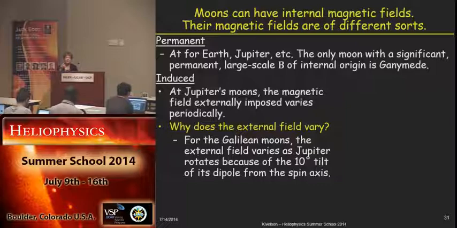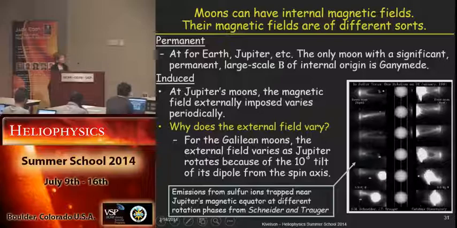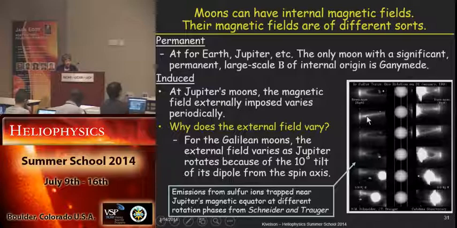And at the Galilean moons, the external field varies as Jupiter rotates because of the 10 degree tilt of its dipole from its spin axis. So the dipole is always wobbling around the spin axis. You can see that in some of these images of sulfur ions taken from Earth and published by Schneider and Trauger. This line across is the emission from a torus of ions at Io's orbit. Io's orbit is at Jupiter's equator, but the ions are closer to Jupiter's magnetic equator.